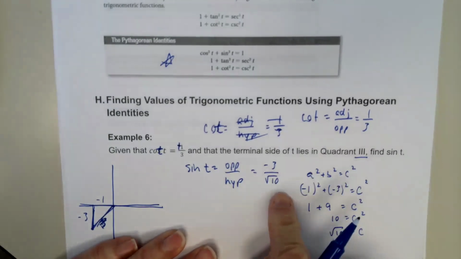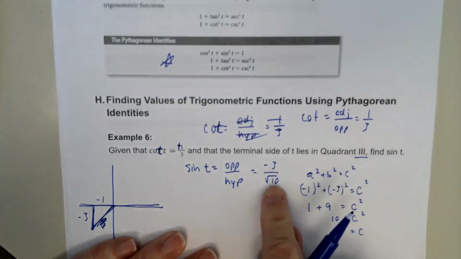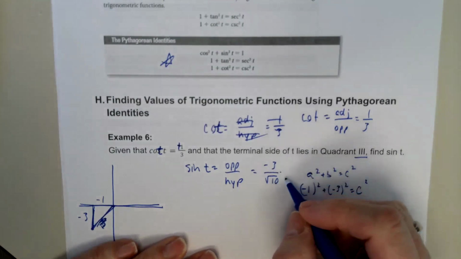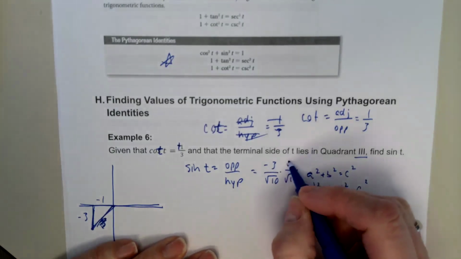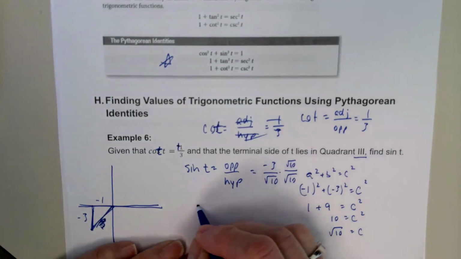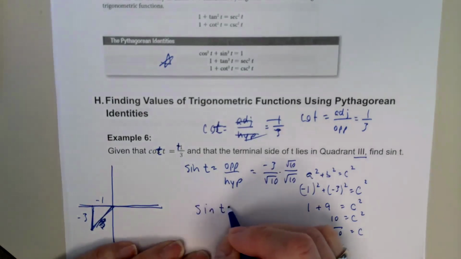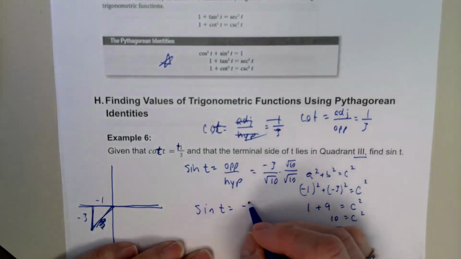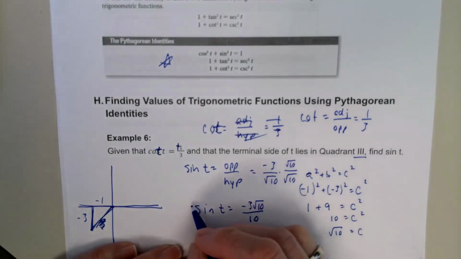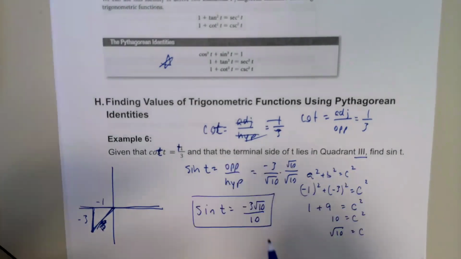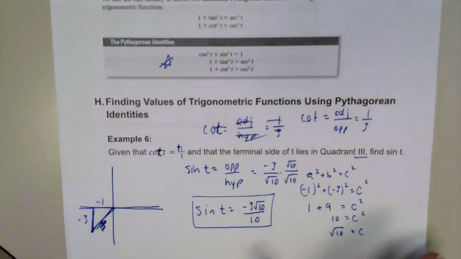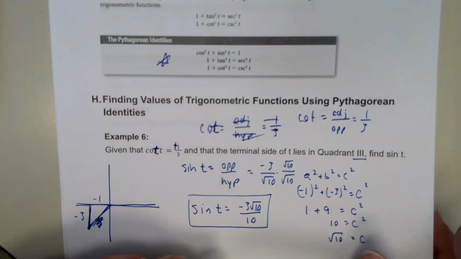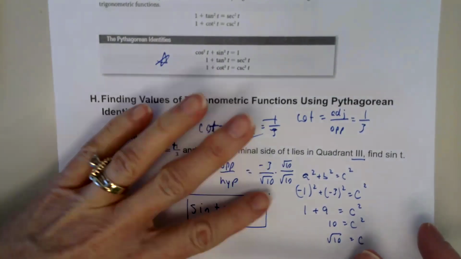So this is my sine, but we never leave a square root in the denominator. I have to rationalize that by multiplying by the square root of 10 over the square root of 10. So the sine t here is -3 square root of 10 over 10. Make sure you're always giving me a rationalized denominator and not a decimal answer. Leave it in radical form.